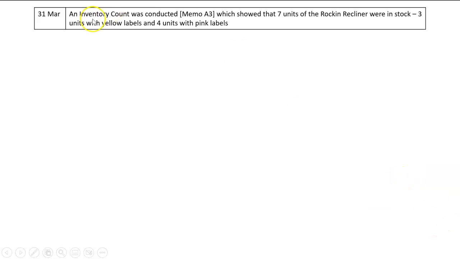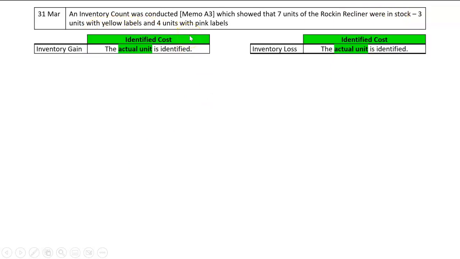Then at the end of the month, an inventory count was conducted, memo A3, and it showed that 7 units of the Rock and Recliner were in stock. 3 units had yellow labels, 4 with pink. So we've either got an inventory gain or an inventory loss. Now it really doesn't matter with identified cost because either way, the rule is going to be the same. We identify the actual unit in either case.